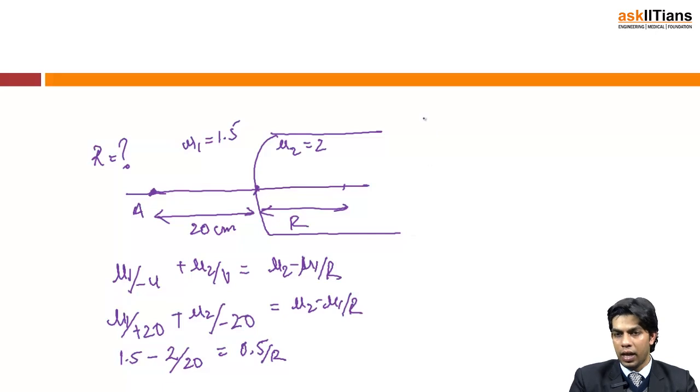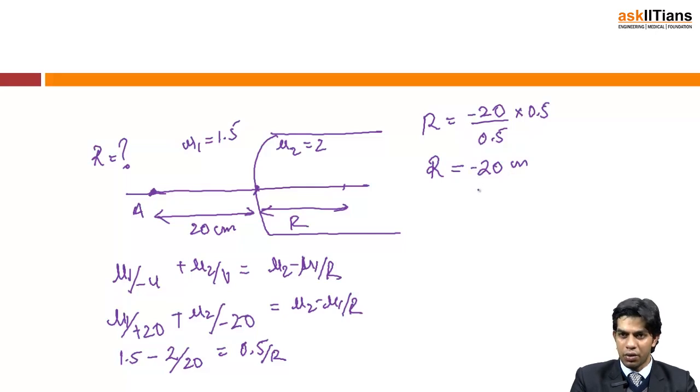Again, I can write r is equal to 20 divided by 0.5 multiplied by 0.5. I end up getting the radius of curvature to be 20 centimeter. That is the value of the radius of curvature. Now obviously I missed out the negative sign, so please introduce the negative sign over here because 1.5 minus 2 is equal to minus 0.5. So we end up getting the radius of curvature to be minus 20 centimeter.